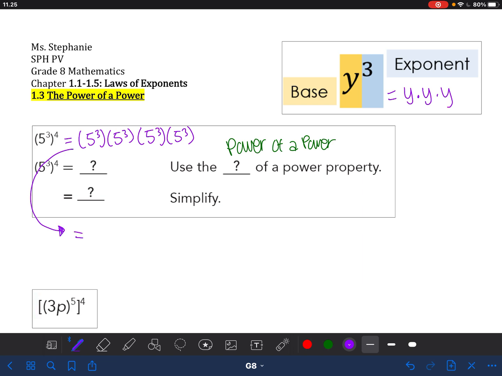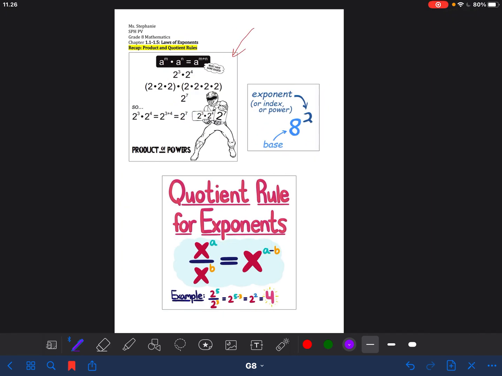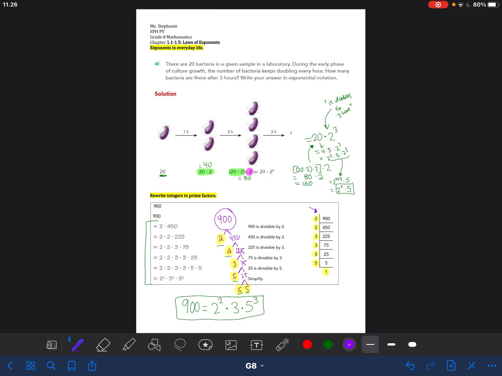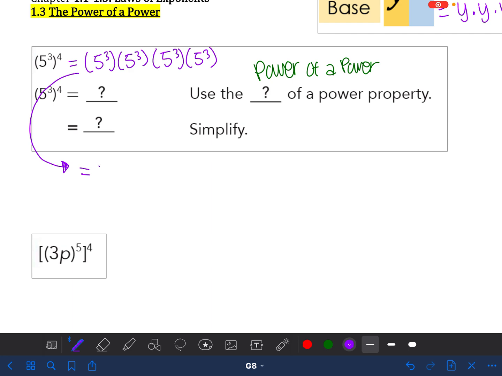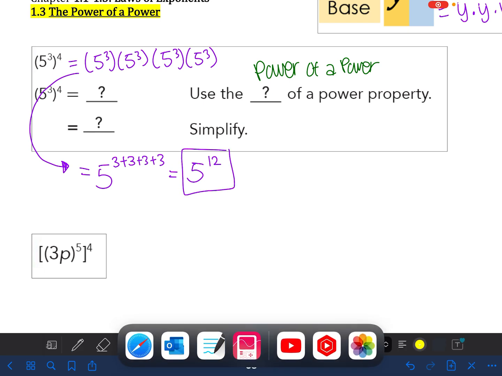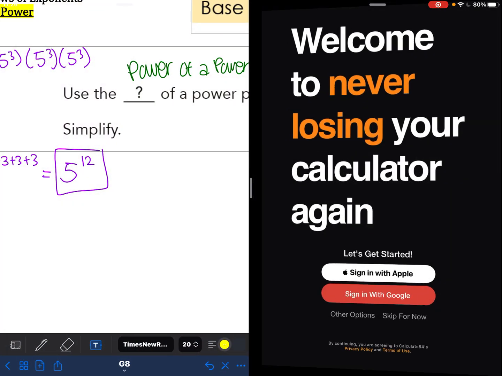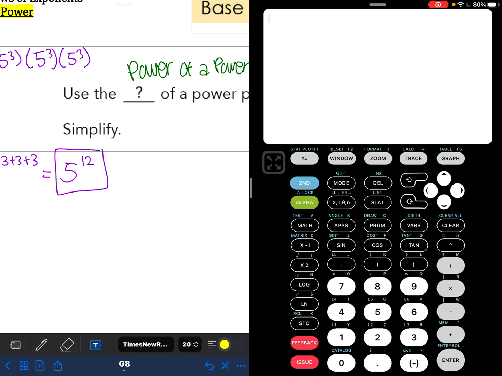That's 3 powers. Okay, so how do we calculate that? So remember from the first slide here, the product of powers, if you have the same base and you're multiplying, you just add the exponents. So keep the base, add all the exponents, and you will get 5 to the power of 12. So that's your answer. So if I were to ask you to simplify, and I will allow you to have a calculator, you can put 5 to the power of 12.